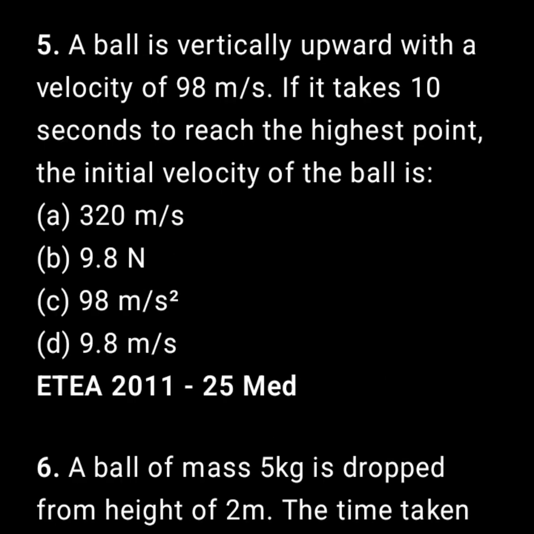5. A ball is thrown vertically upward with a velocity of 98 meters per second. If it takes 10 seconds to reach the highest point, the initial velocity of the ball is A. 320 meters per second, B. 9.8 N, C. 98 meters per square second, D. 9.8 meter per second, ETA 2011-25 Med.